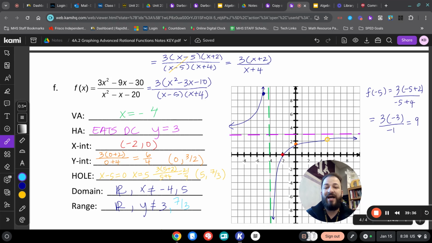So since we did not have any points over in the left, to graph that one, we just plugged in f of -5. Plugging in f of -5, we would get 9. So (-5, 9) gives us a point up there in the top left, and we have that nice little standard rational shape.